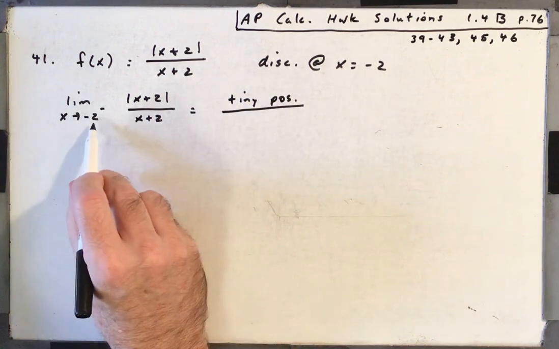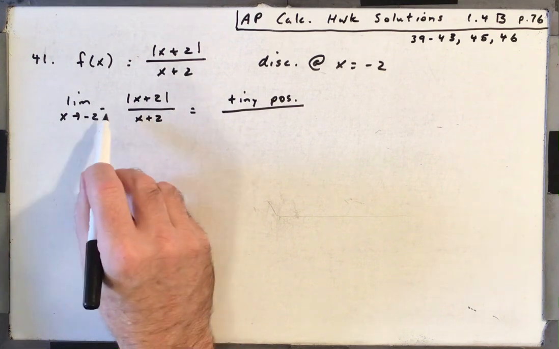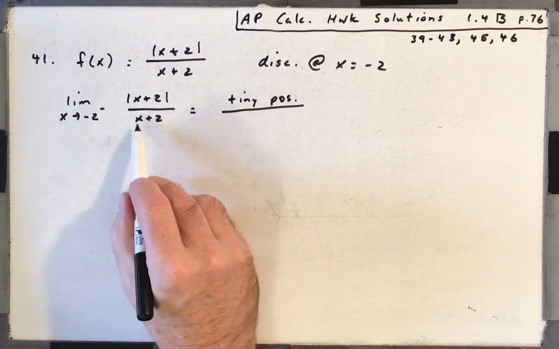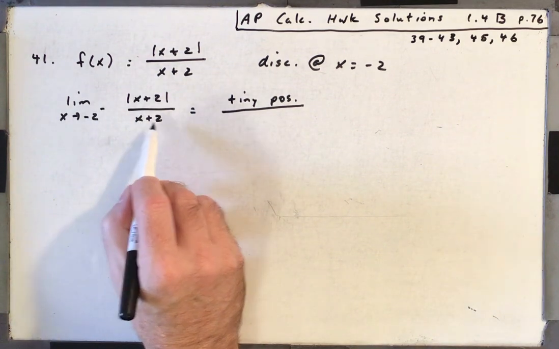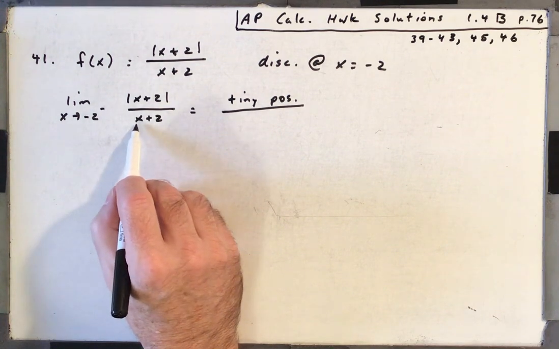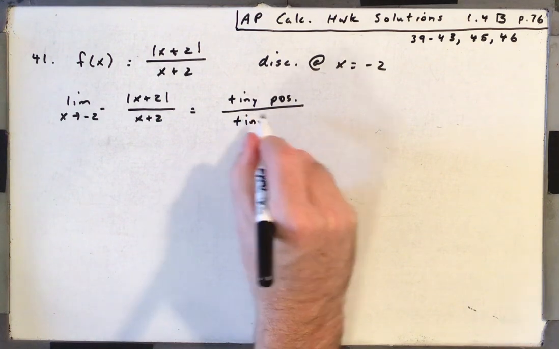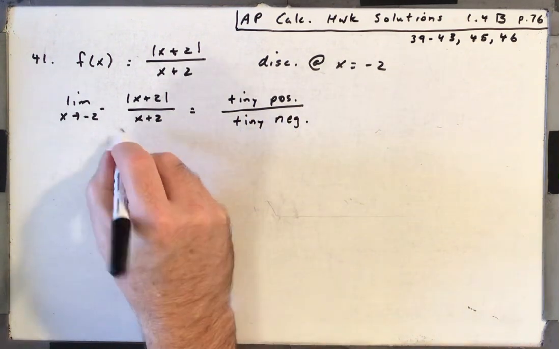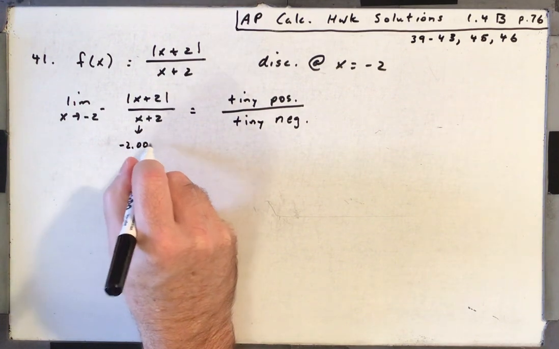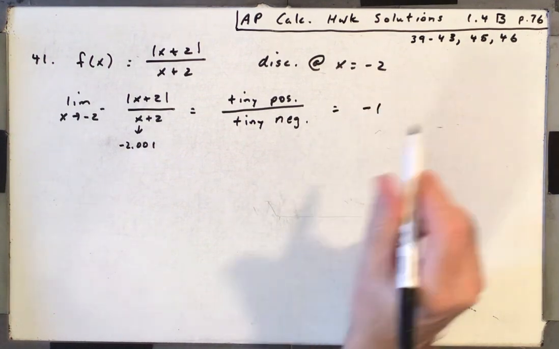On the bottom, you would have negative 1. Let's see, from the left, excuse me, that'd be negative 2.001 or something like that. So negative 2.001 plus 2, sorry about the confusion. We'll get to that in a minute. That would be over a tiny negative. So remember, from the left, we're plugging in something like negative 2.001 in there. So that's going to be negative 1.